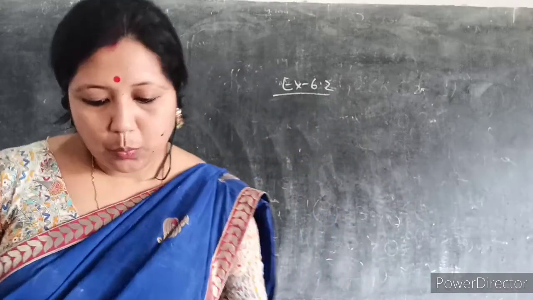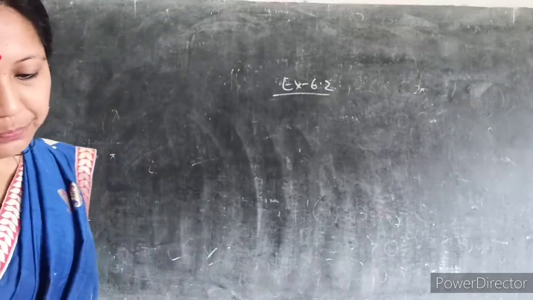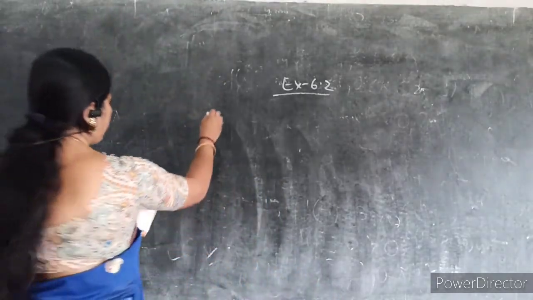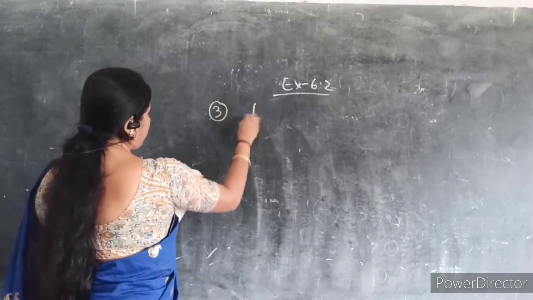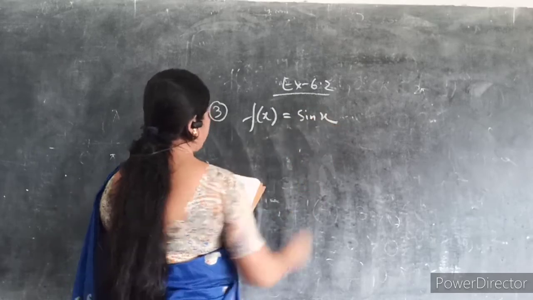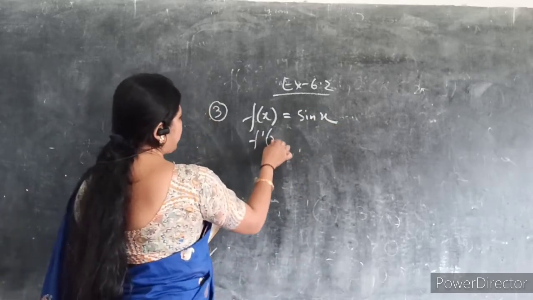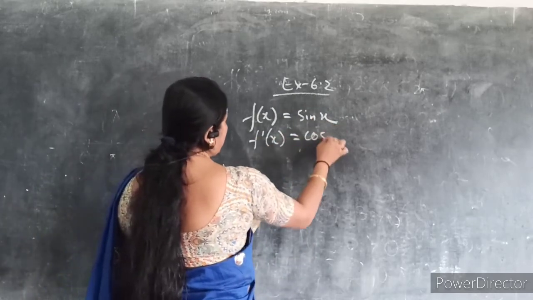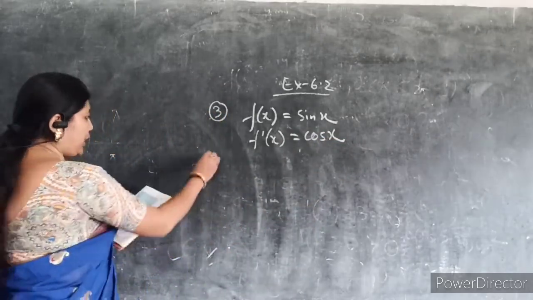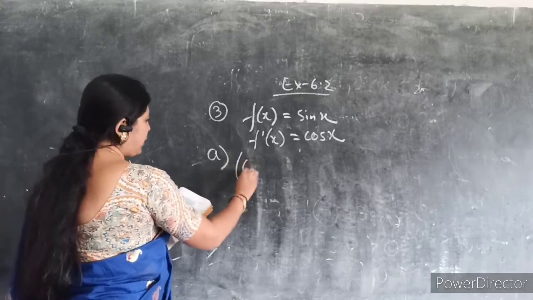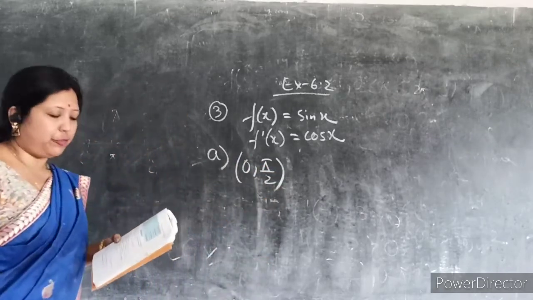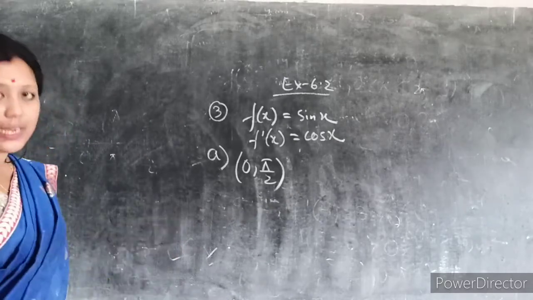The next question here is question number 3. Here your function is given as sin x. That means the first derivative will be cos x. Now what is the question here? In the first part, your interval is given from 0 to pi by 2, where you have to prove that the function is strictly increasing.